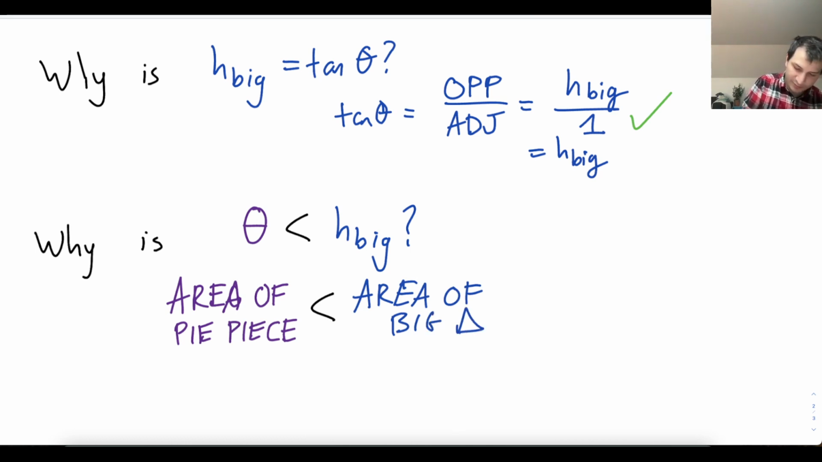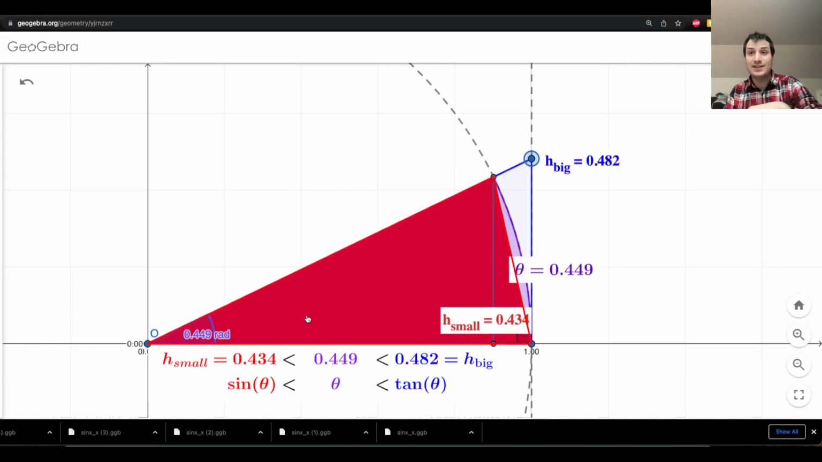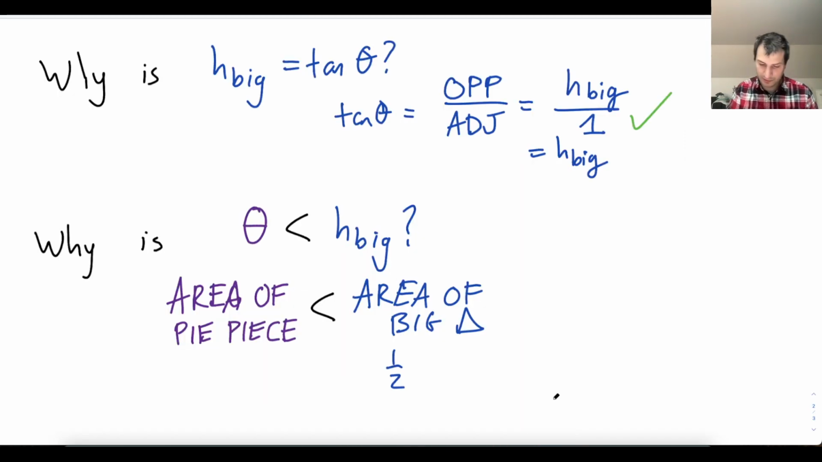And on the other hand, we have formulas for these things. So the area of the big triangle is 1/2 base times height. The base, as we saw, is very easy in this case. The base is just 1. The height of the triangle, that's exactly h big. That's what we want to know about.